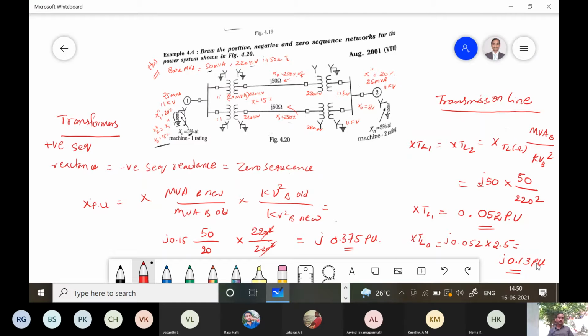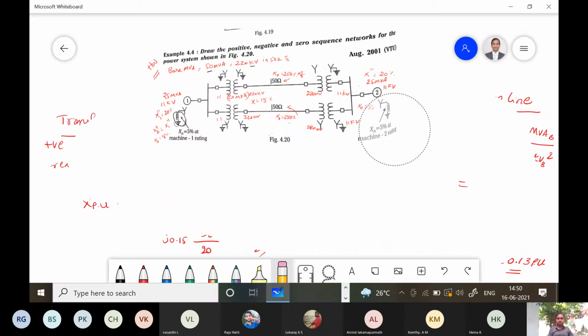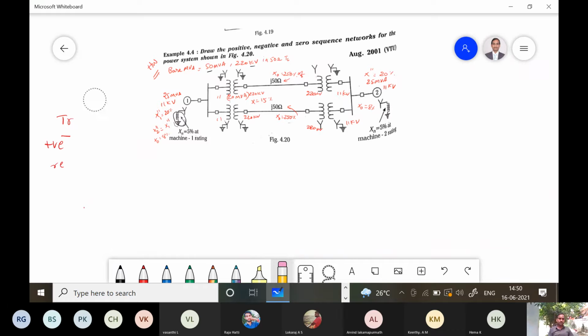So now we need to draw the positive sequence network, negative sequence network and zero sequence network. This is all the calculations we have done. Before drawing, we need to write all the reactances obtained in one place, so it will be easy for constructing the diagram.